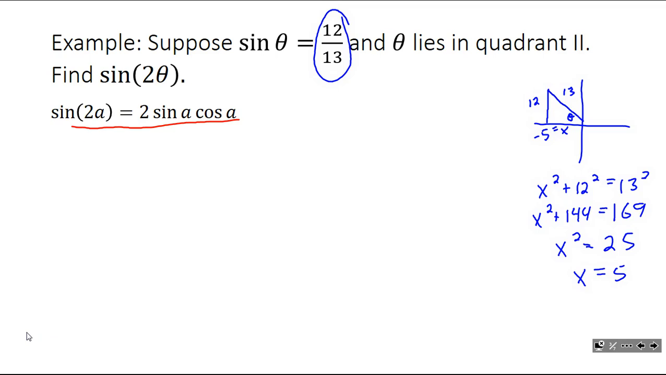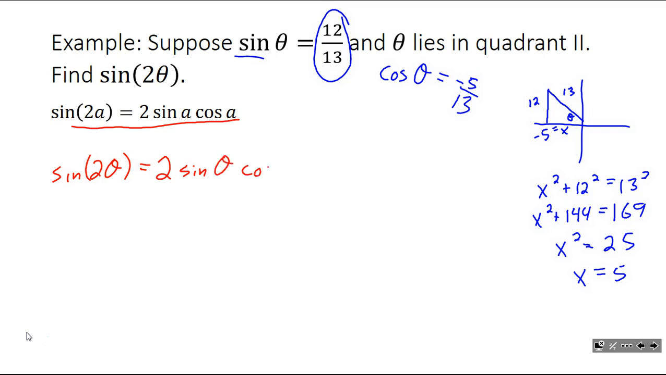Okay, now we know what the sine of that angle is. Let's just jot down what the cosine of that angle is. We look at the triangle. Cosine equals adjacent, -5, over hypotenuse, 13. And now we're ready to do the problem. The question we've been asked is to find the sine of 2 theta. And according to this formula, it would be 2 times the sine of theta times the cosine of theta.